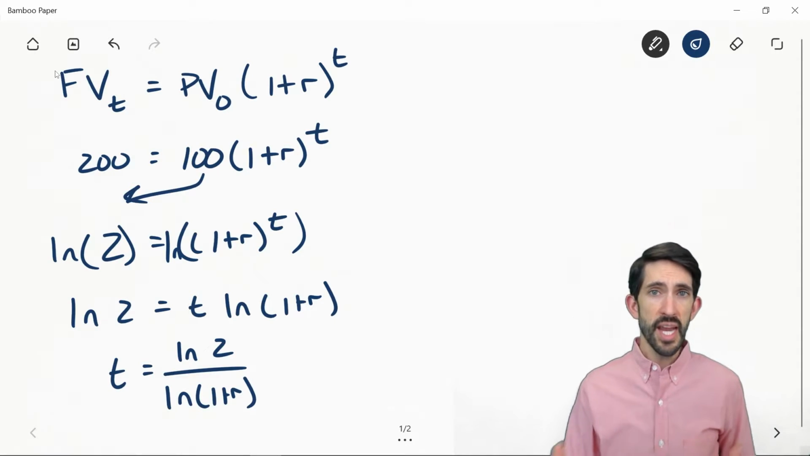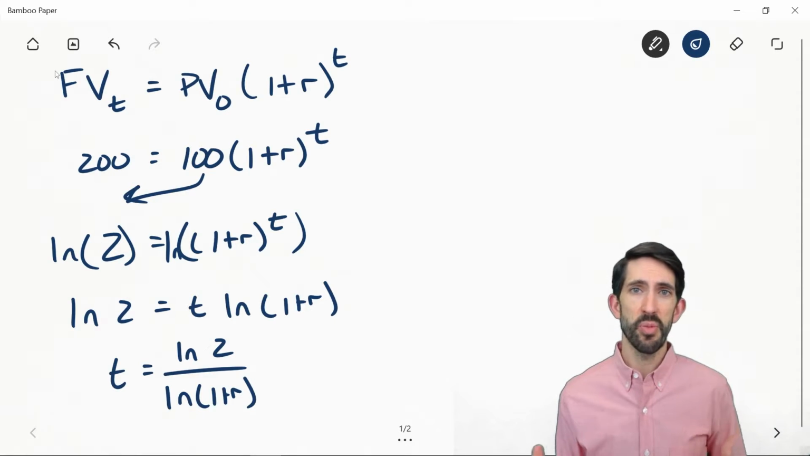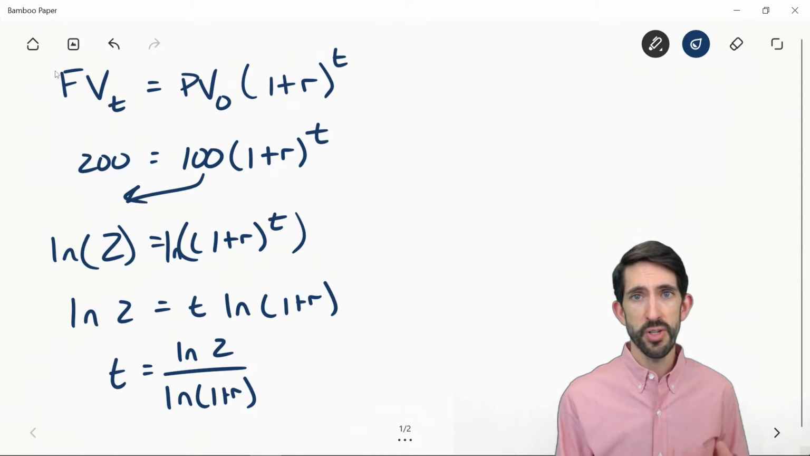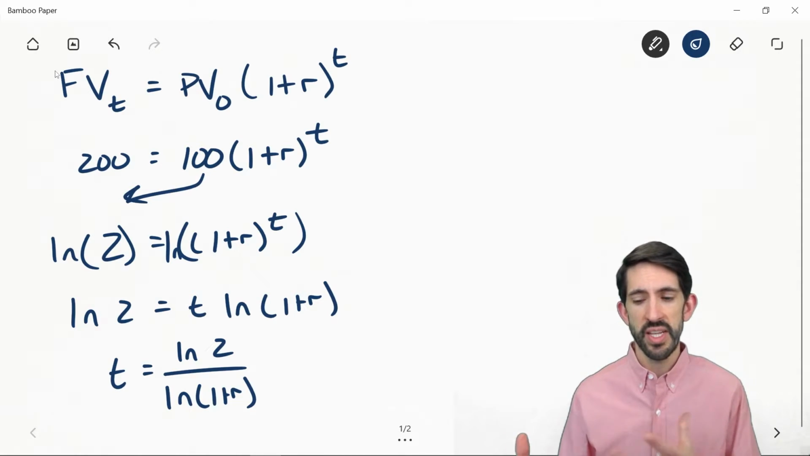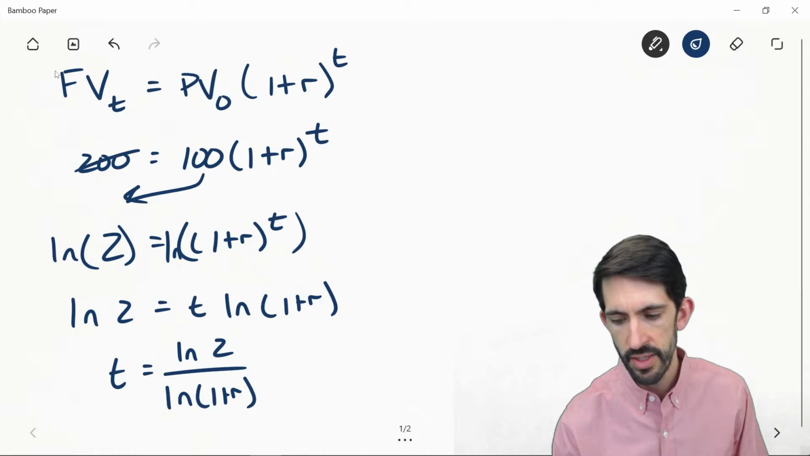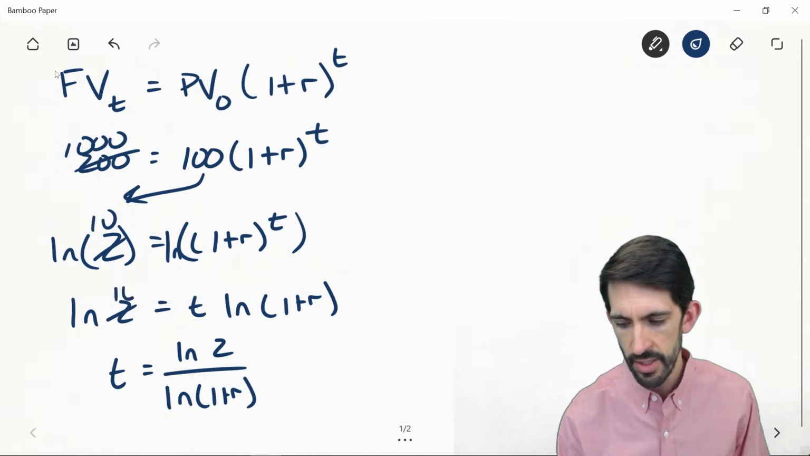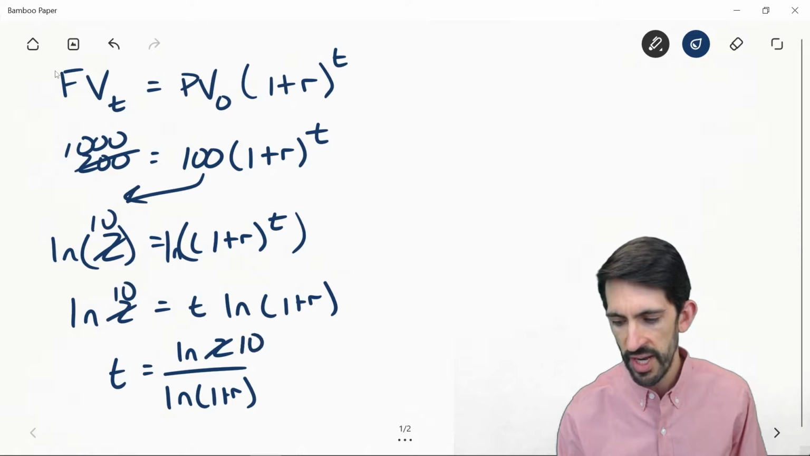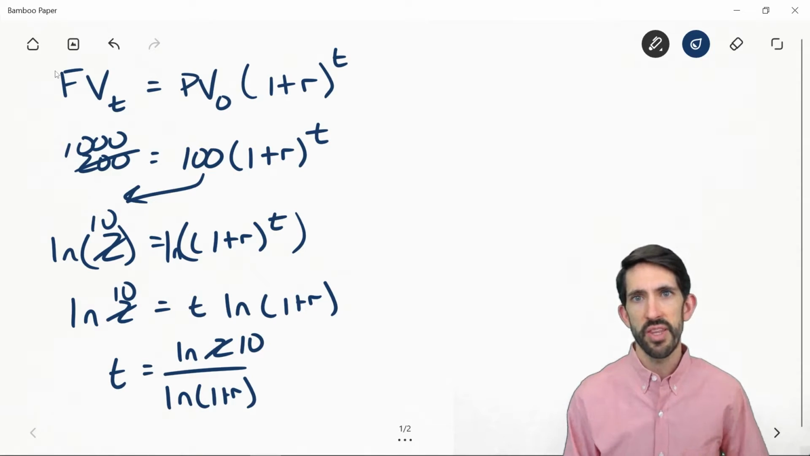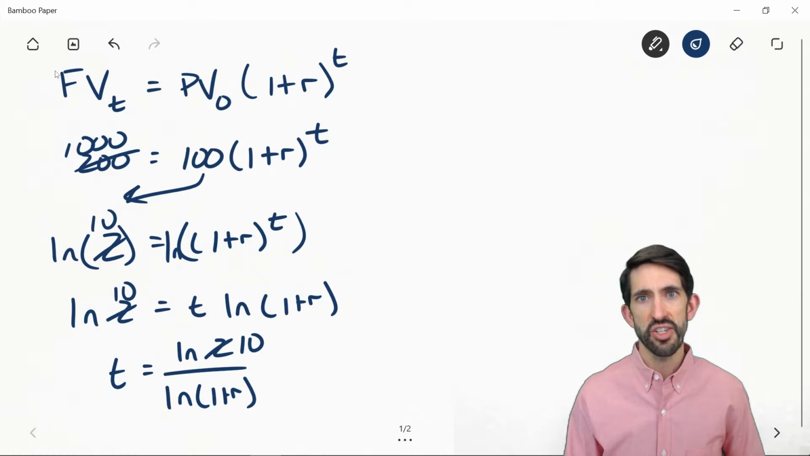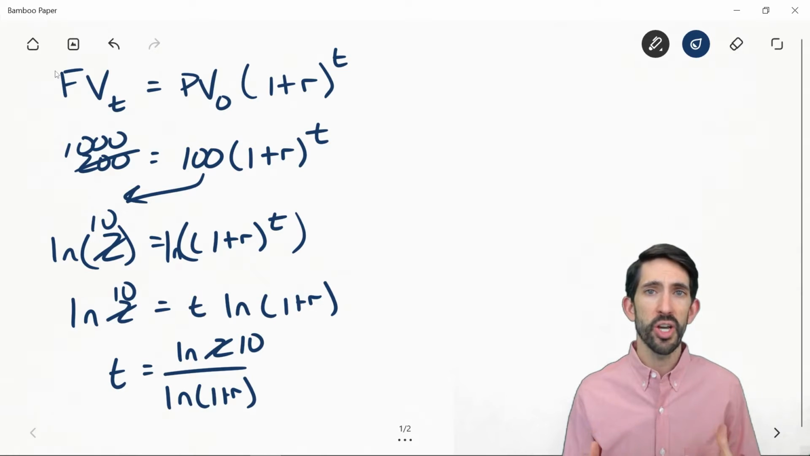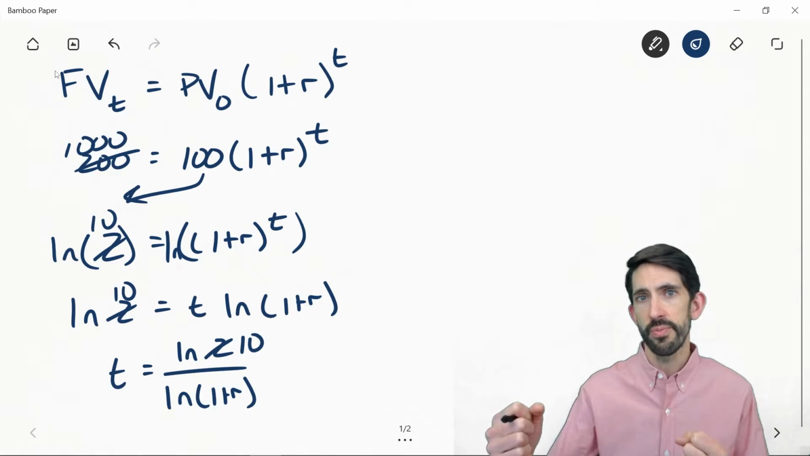So if we wanted to adapt this now, say we want to know how long it takes for the money to grow from $100 to $1,000, right? Instead of that 200 back here, that becomes 1,000. This becomes 10. And all that changes in our formula now is we have natural log of 10 divided by the natural log of 1 plus r. And that should give us that time t, how long it takes for our money to grow from that initial amount to that future value amount.